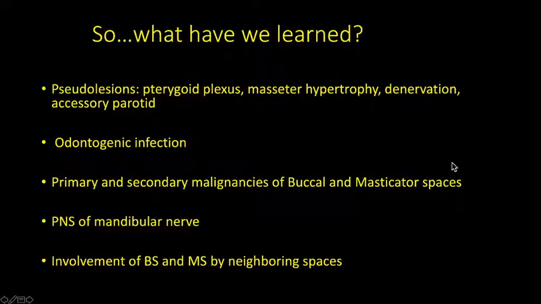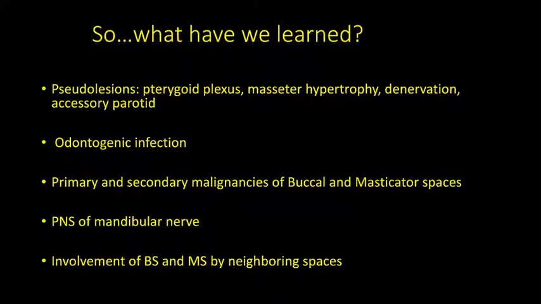So, today we covered pseudo-lesions. We talked about asymmetry of the pterygoid plexus, masseter hypertrophy, denervation atrophy. We talked about acute, subacute, and chronic. And we saw some examples of accessory parotid tissue. We talked about odontogenic infection coming either from the mandible or the maxilla. We discussed primary and secondary malignancies of the buccal and masticator spaces, and also we talked about metastatic disease.